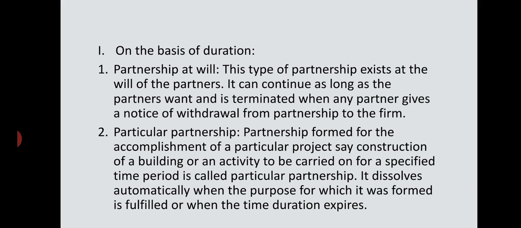On the basis of duration, the second type of partnership is particular partnership. Here the partnership is started for a particular purpose or to achieve a particular objective. Once the objective or purpose is fulfilled, the partnership comes to an end. For example, a partnership formed for the accomplishment of a particular project, say construction of a building. Three partners A, B, C come together and start a partnership business to construct a building. Once the construction of the building is over, the partnership gets automatically terminated.